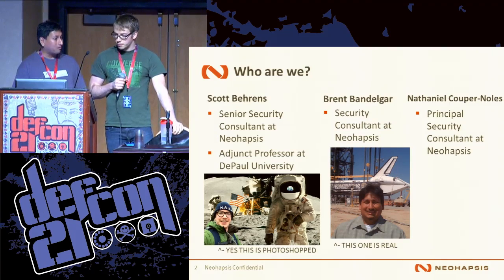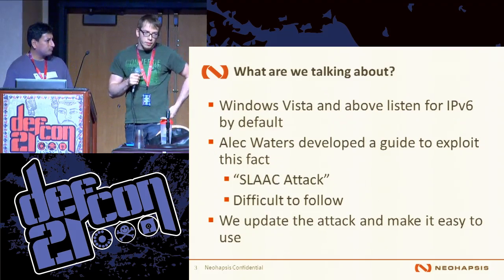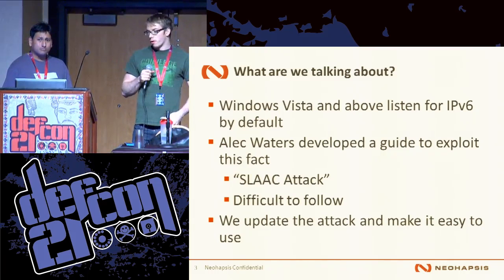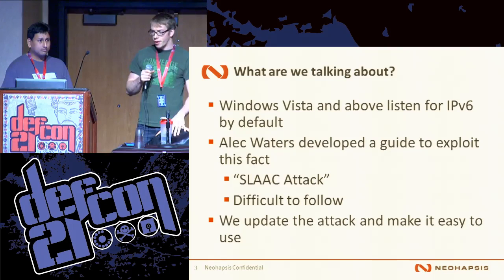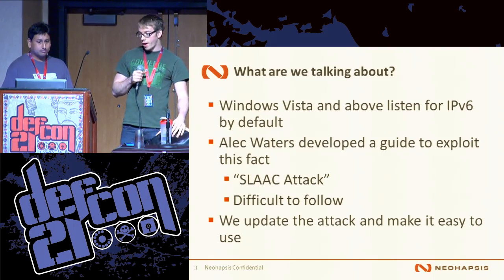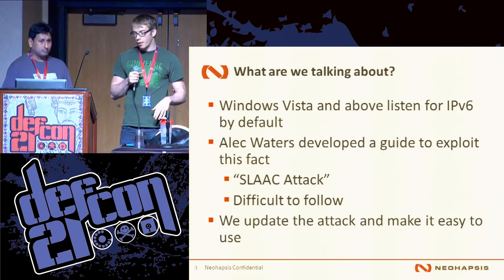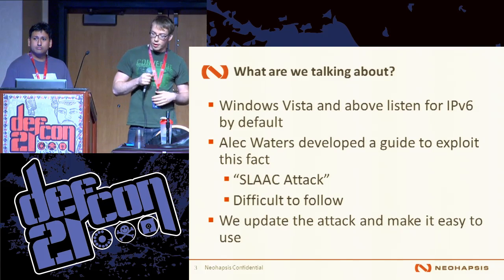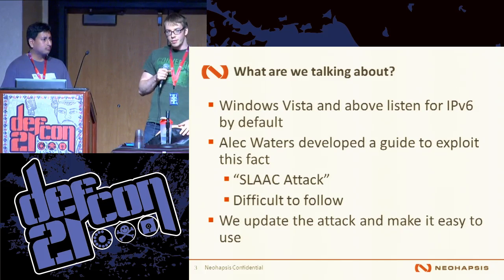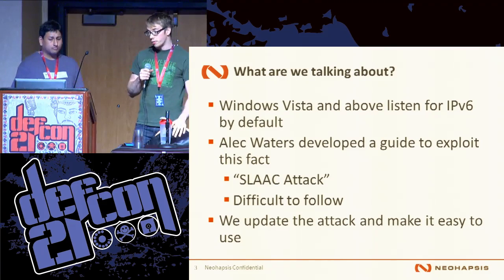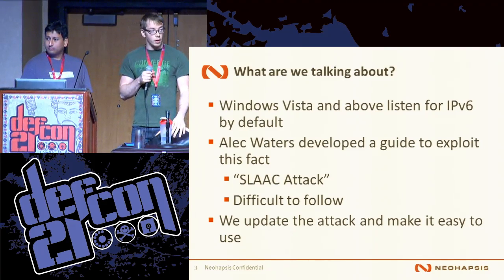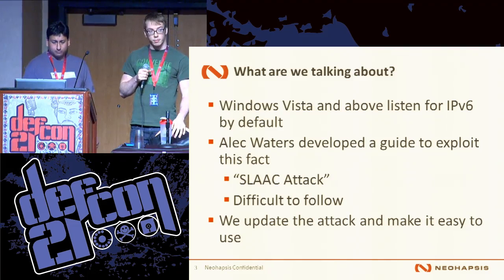So what are we here to talk about? We're going to touch on something that came out a few years ago, which is known as a SLAAC attack. Systems like Windows Vista and Windows 7 listen to IPv6 by default, and a buddy of ours, Alec Waters, developed a guide to exploit this fact. We'll walk through how that attack works. One of the observations we made when playing around with this in the lab was that it's difficult to follow the steps he outlined. We ran into a lot of issues. So what we're going to present today is how we've updated the attack to make it a lot easier to use, a kind of one-click install approach.